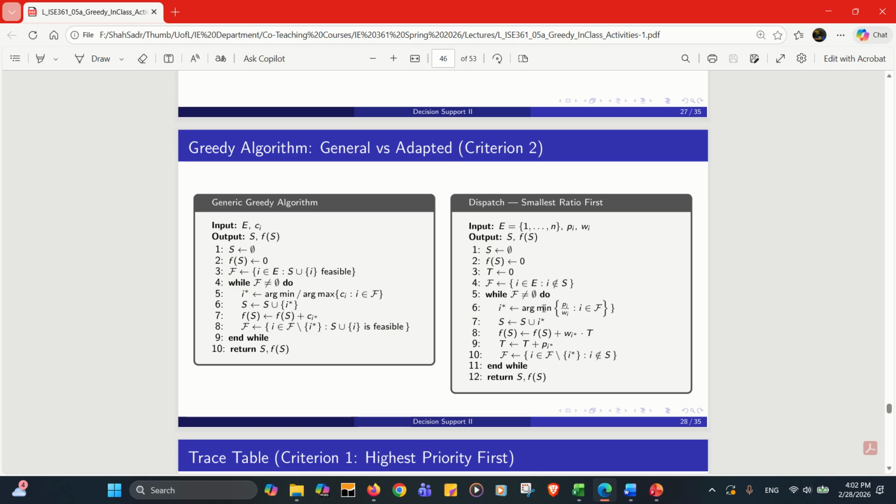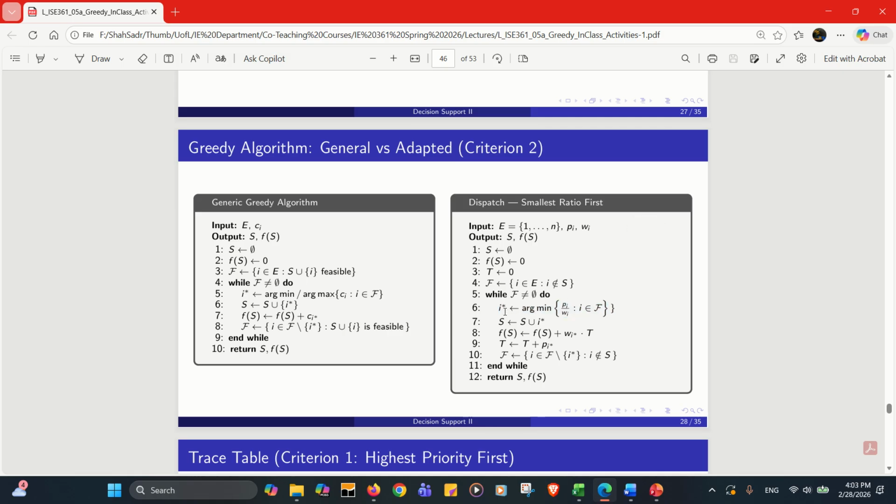Now we are looking for a call that has the minimum ratio, and this ratio is PI, the processing time divided by WI, which is the weight. Or you can change this one to argmax of WI divided by PI. There's no difference between these two, but we are just going to follow this criteria that we have at line 6.